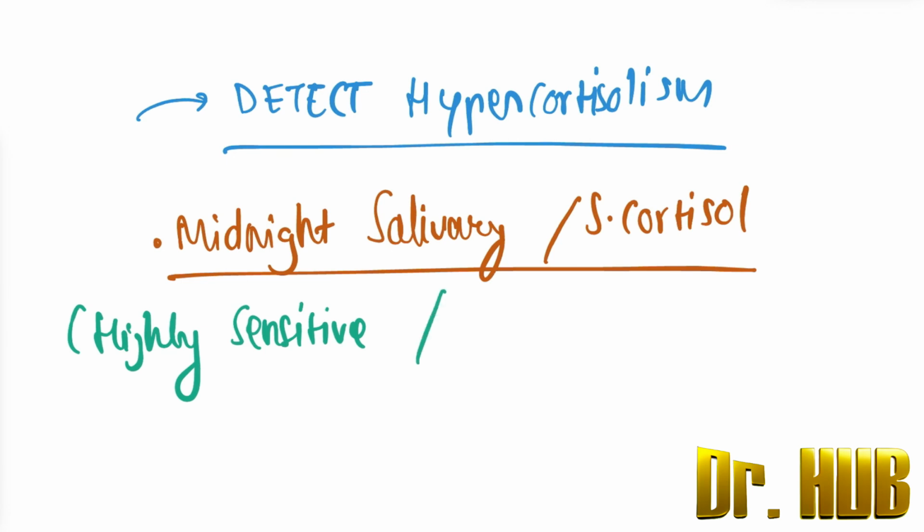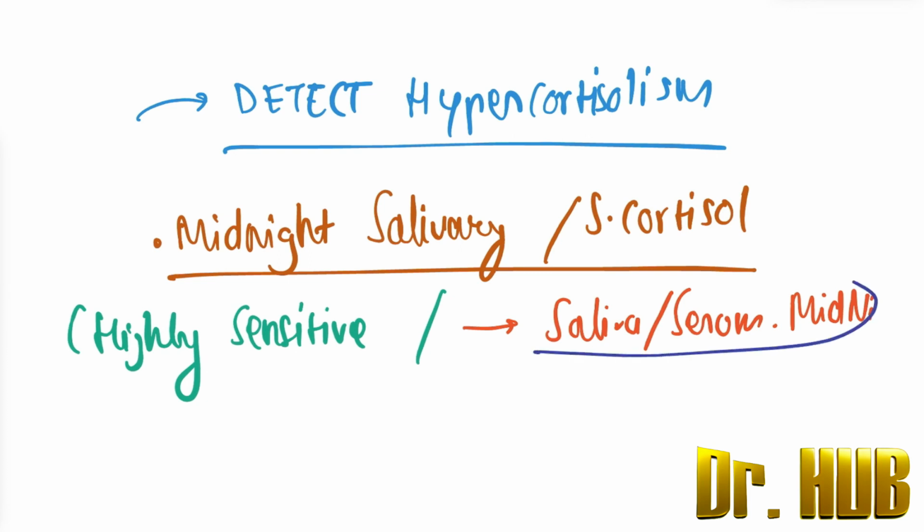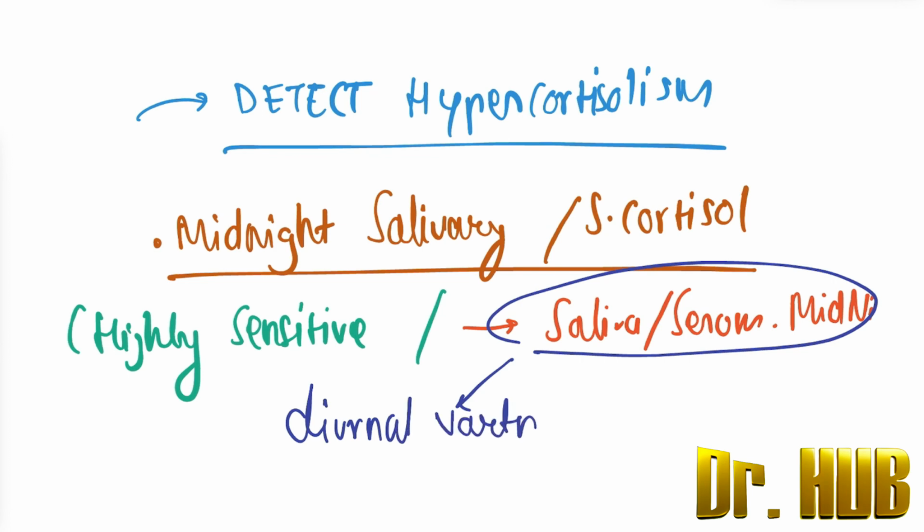The presence of cortisol in the saliva or the serum at midnight signifies the loss of the diurnal variation of the cortisol. So if it is present in the saliva or the serum at midnight, this signifies a loss of diurnal variation of cortisol.